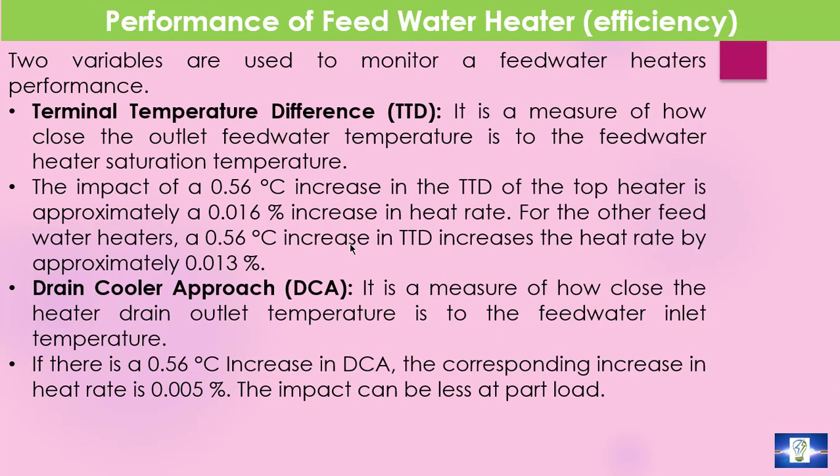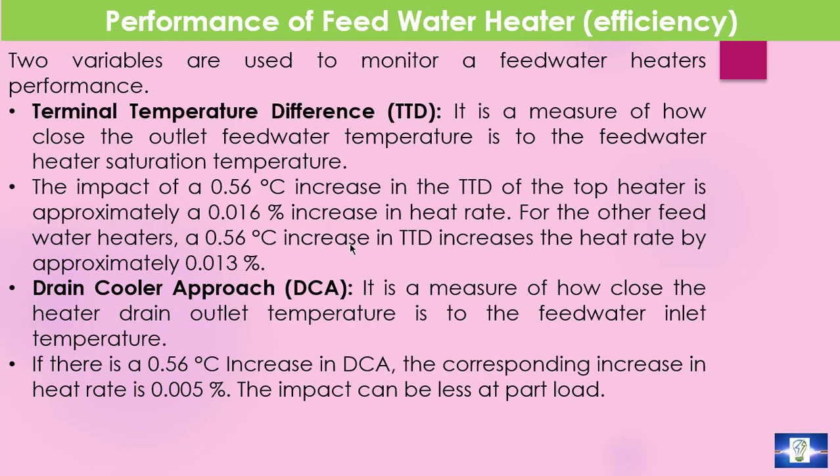Now coming to the performance of the feed water heater, meaning the efficiency of the feed water heater. Mainly two variables are used to monitor a feed water heater's performance, that is terminal temperature difference TTD and the drain cooler approach DCA. The terminal temperature difference, TTD, is a measure of how close the outlet feed water temperature is to the feed water heater saturation temperature. TTD is the saturation steam temperature minus the feed water outlet temperature.